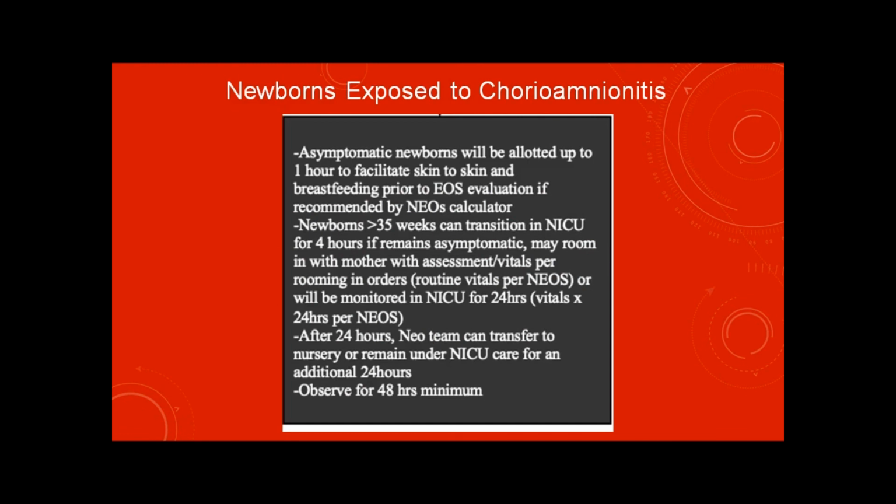And so what are we doing with the choreo babies? And so asymptomatic newborns, we are allotting them up to 1 hour to facilitate skin-to-skin and breastfeeding. At that point, we have all the information for the calculator. We put it in. The baby comes to our unit, depending on what the recommendations say. If the baby remains asymptomatic and the recommendations say no culture, no antibiotics, we will look at that baby for 4 hours. If he's fine, we'll send him back to the mother to basically room in.